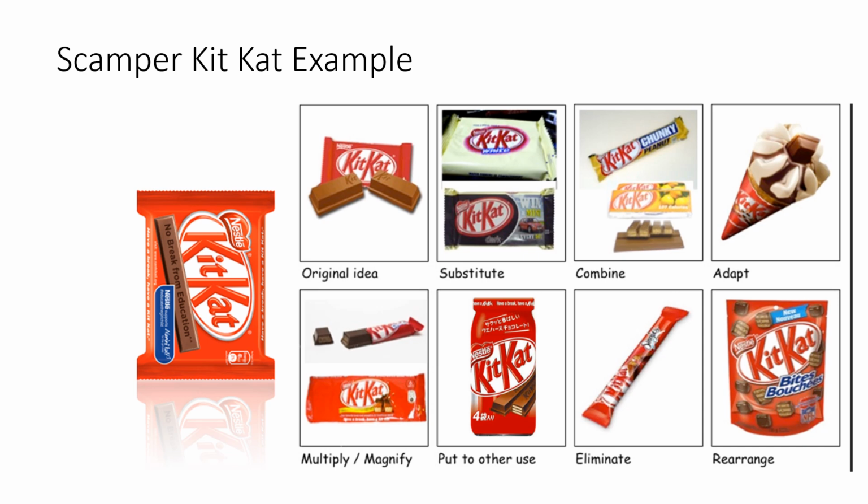You can put it to another use. I'm not sure how popular or how much this caught on, but the Kit Kat drink seems like an interesting way to put it to another use. Again, we can minimize or eliminate and go into making one Kit Kat, and then we can repurpose in terms of small Kit Kat bites. So I think this is a really classic and simple way to understand how SCAMPER can be used. But let's look at it in the context of a service.